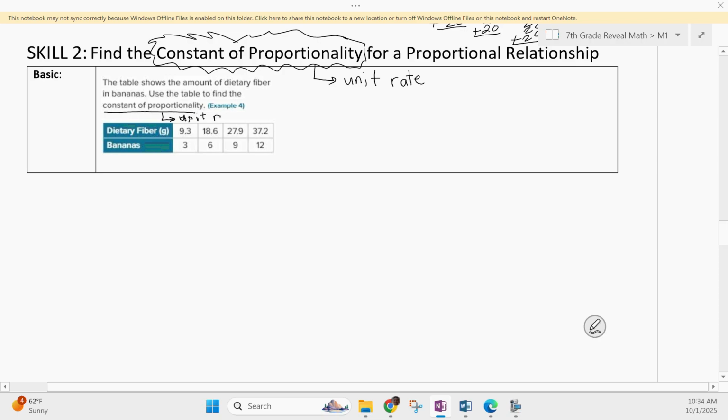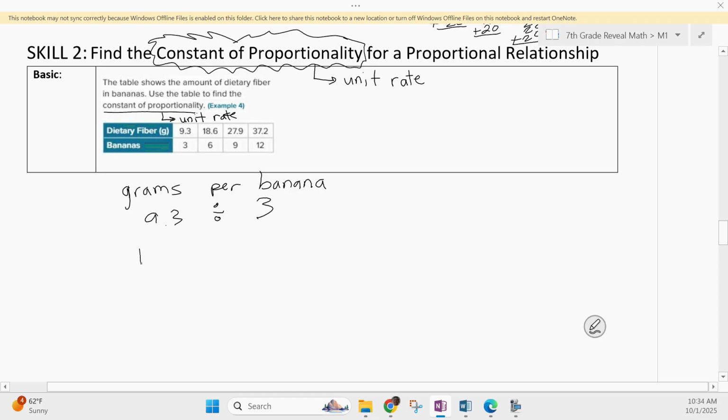Okay, unit rate. Pen's not working. There we go. That's terrible. Try that again. There we go. All right, so we're not getting confused. We just know we have to divide, but sometimes we get confused on which direction to divide, which number to type in first. Okay, so in this case, since we want the grams of fiber per banana, that makes more sense to me, hopefully to you as well. Now we know we're going to do 9.3 divided by 3.